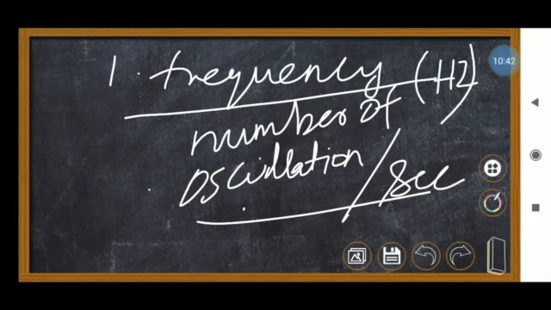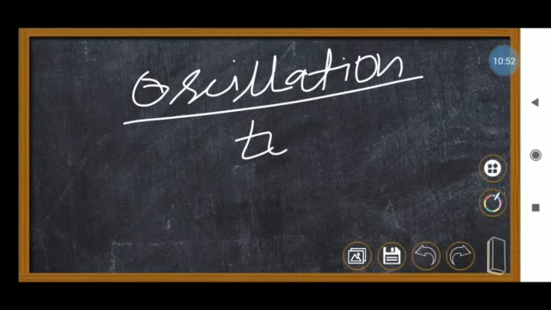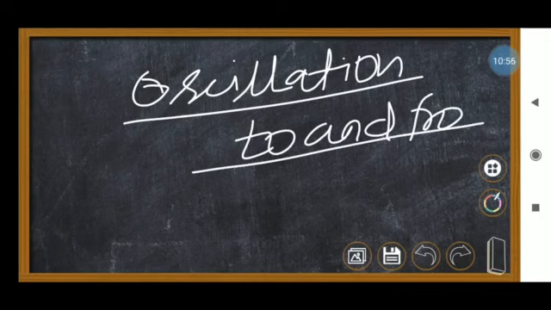And the next thing is, what is oscillation? Generally you have to know what oscillation is. Oscillation is nothing but a to and fro motion. Okay, so forward and backward motion, that is called oscillation.